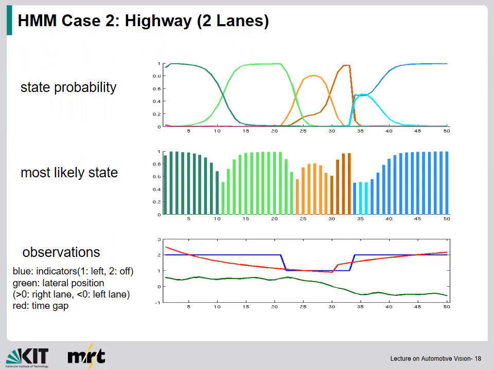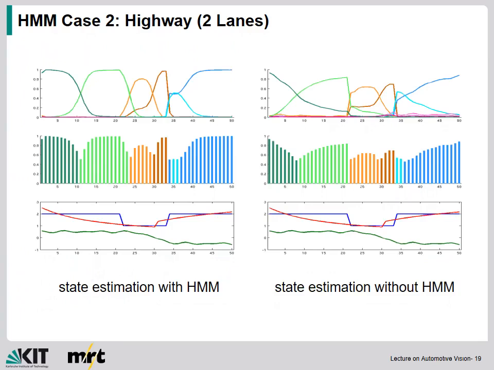So we can see that this model makes sense, and that this kind of sequence yields a nice modeling of what the vehicle is doing. On this slide I've compared the state estimation with a hidden Markov model that we have seen on the slide before. That's shown on the left part of the slide, and a state estimation without a hidden Markov model, where I was using only the observation model to predict the states, and I was removing the transition model. That means I was just estimating the state from a single observation only.